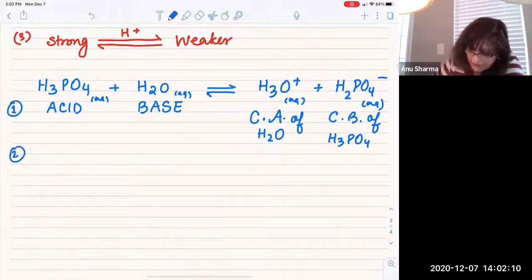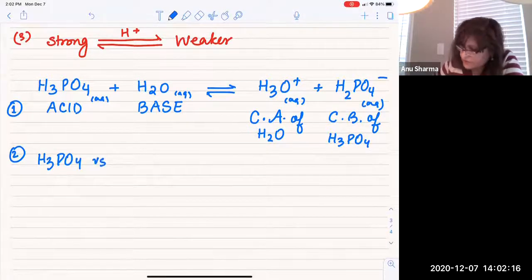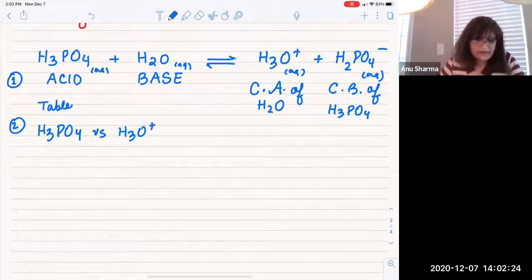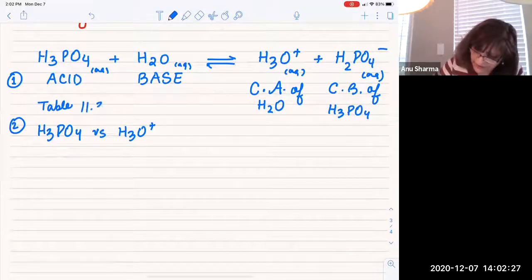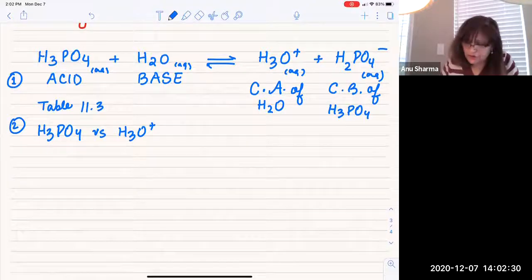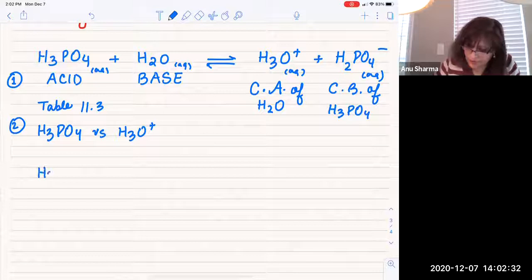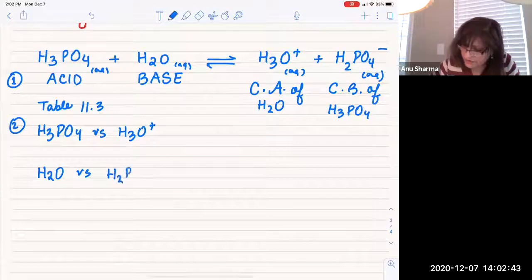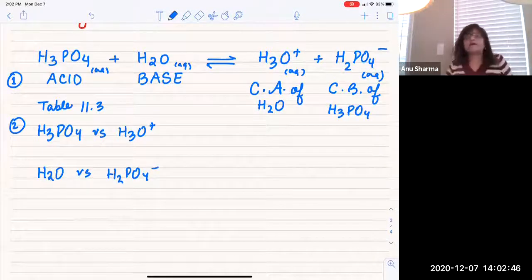The second step is you're going to compare H3PO4 versus the conjugate acid H3O plus, and you're going to look at the table, table 11.3. Look at which one is stronger. And then similarly, you compare water, which is acting as a base in this case, with the conjugate base, H2PO4 negative. Now tell me, which one is stronger?